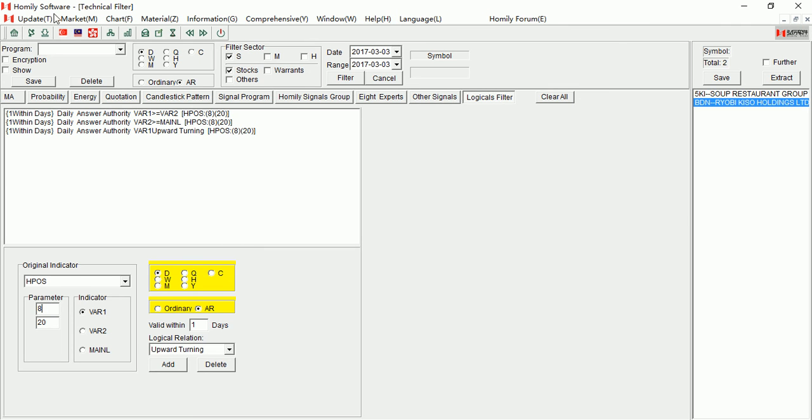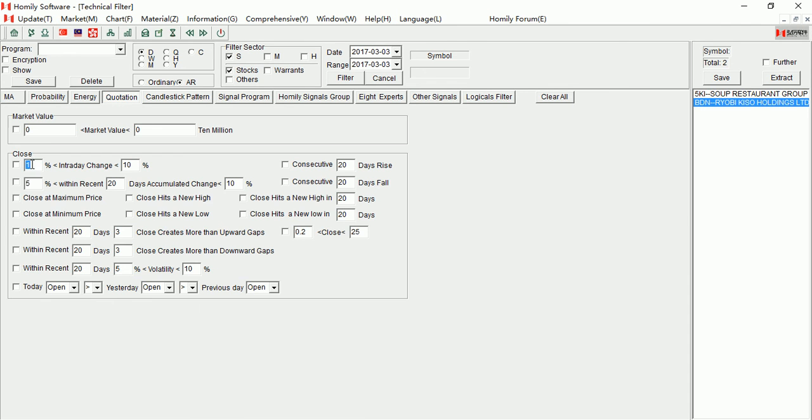Then we set the quotation 1 to 10. Then we just click filter and see whether there are some stocks or not. Okay, then we see which one.